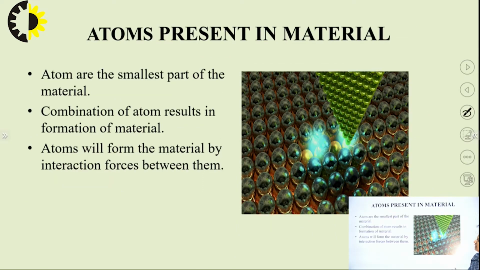We can see from this figure that atoms are the smallest part of the material. A combination of atoms results in the formation of material. Atoms will form the material by interaction forces between them. There are two types of forces which occur inside the structure between two atoms. The first one is the centrifugal force.